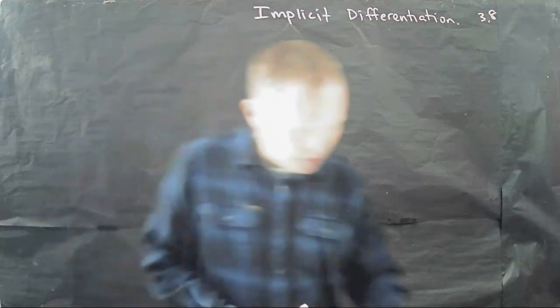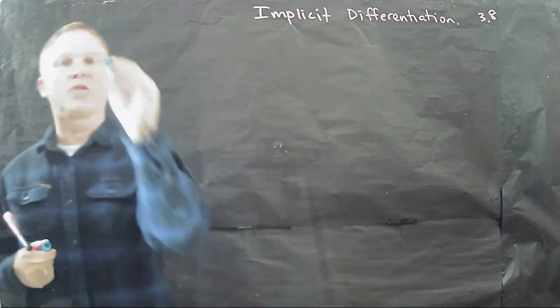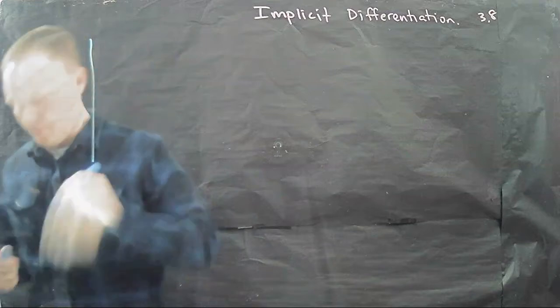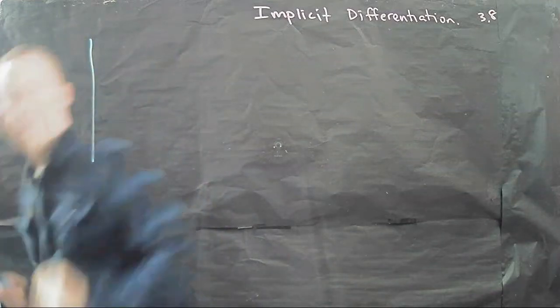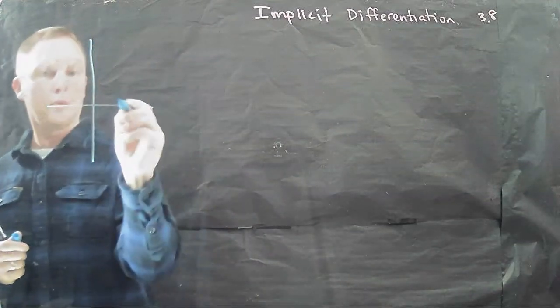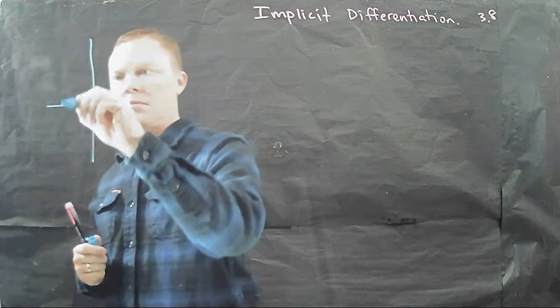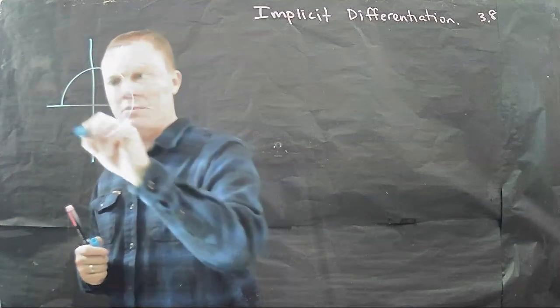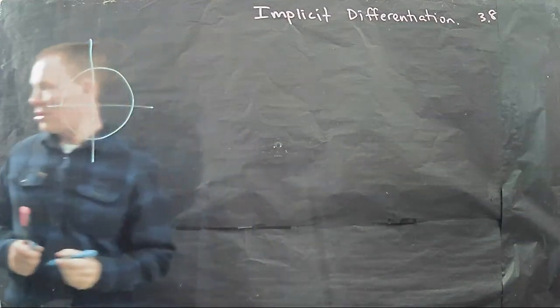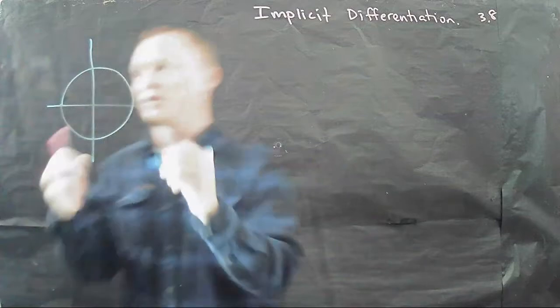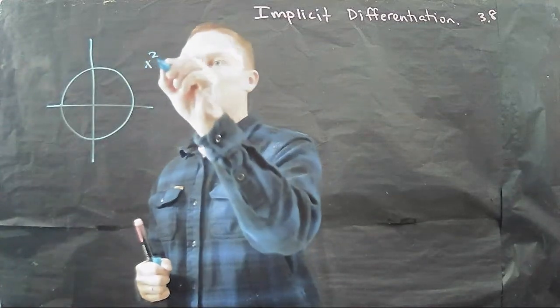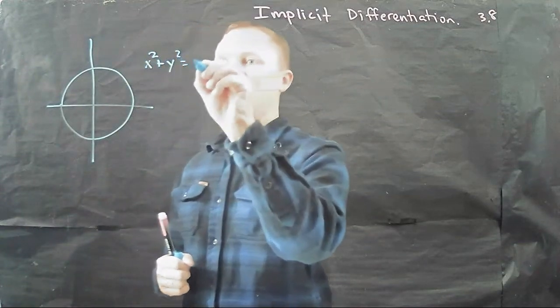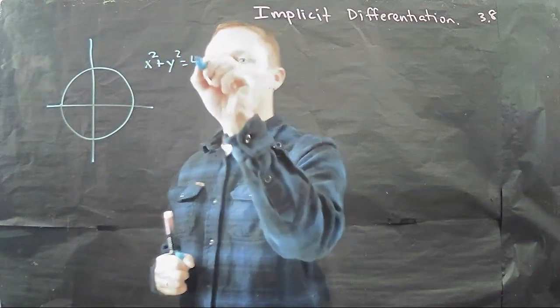So suppose that I have a circle. Okay, so there's a circle. And let's say that the equation of this circle, this is a circle centered at the origin, is x squared plus y squared equals 4. Okay?